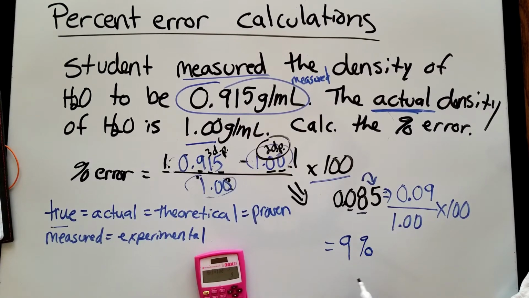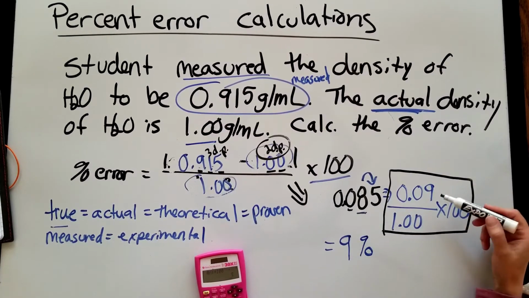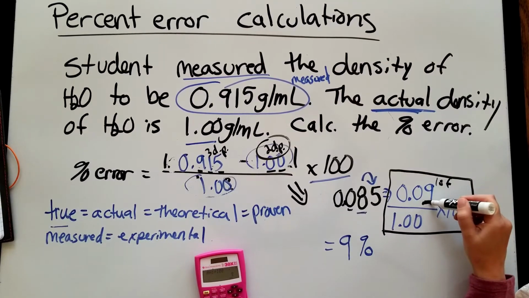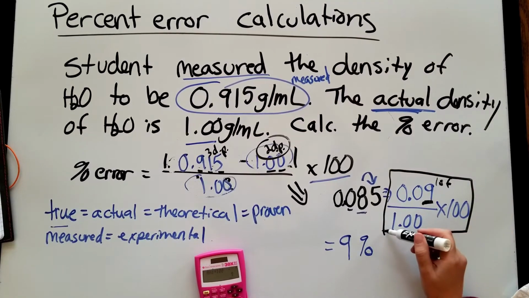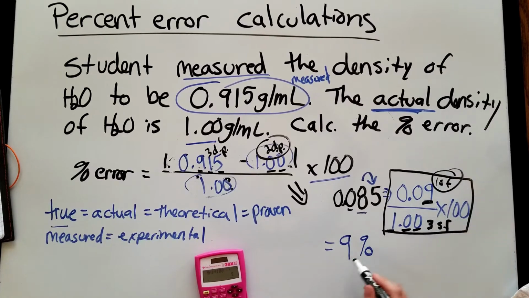Is that the correct number of sig figs? Okay, well, let's look. So we're looking at this problem separately. We have 1 sig fig, just the 9, in the numerator. We have 1, 2, 3 sig figs in the denominator. We want to pick the smallest of the two, and that's a 1. So yes, we do just want 1 sig fig in our answer. So 9% would be the correct answer.